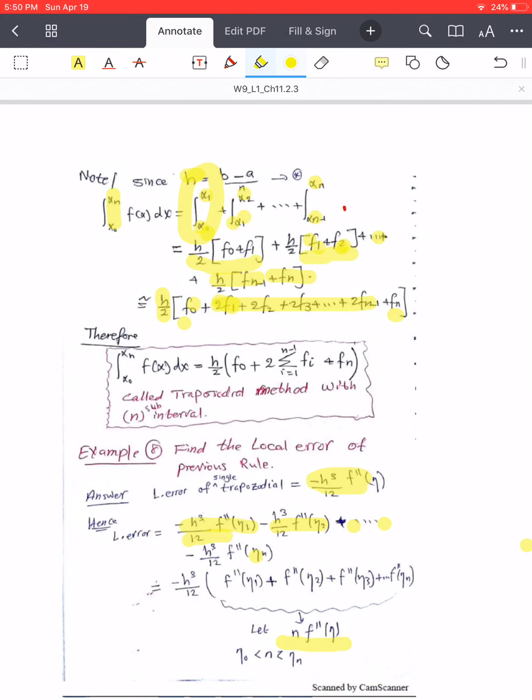So instead of eta 1, eta 2, eta 3, we can write a single eta, with n. This eta lies between the smallest value and the largest value, so it is somewhere between a and b. So now we can find it more easily.